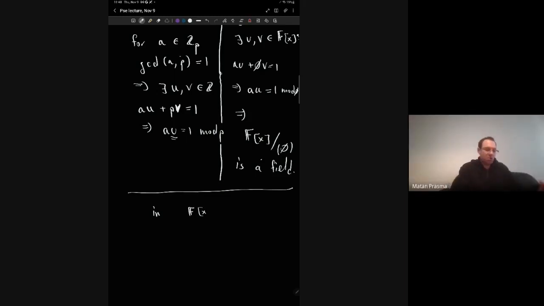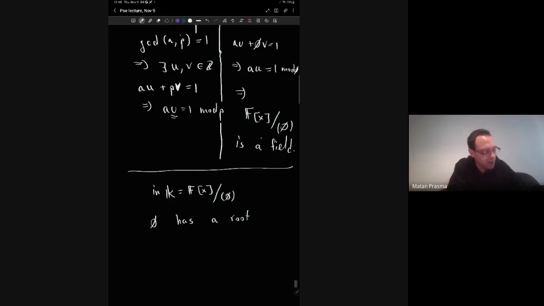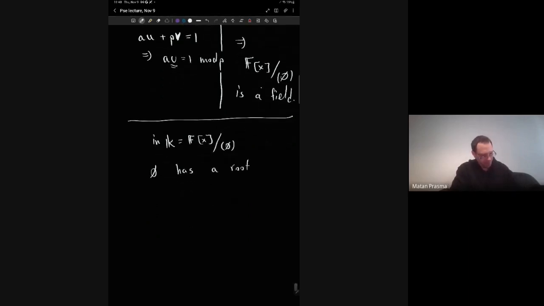Okay. So the next step was to show that in F[x] modulo phi, which we can call K, phi has a root. This is the heart of the matter, really. So I'm happy to repeat this kind of argument.